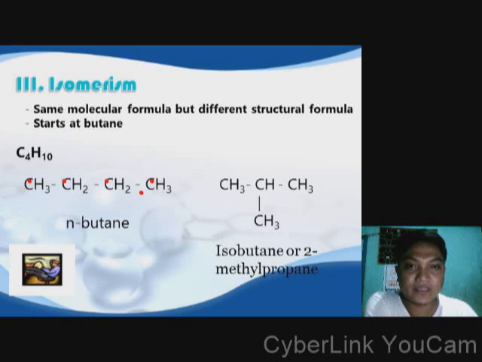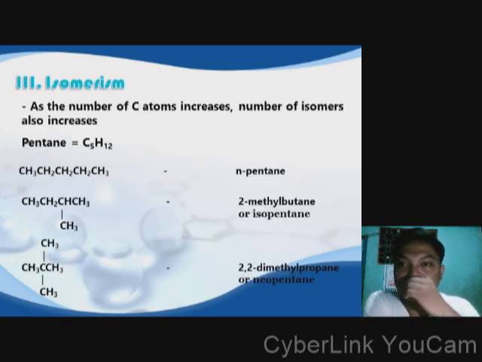Next is your, yan. As the number of carbon atoms increases, number of isomers also increases. So, we have here the case of your pentane. So, kanina, on your butane, we have just one isomer there. Yun yung 2-methylpropane or your isobutane. Next is your pentane.